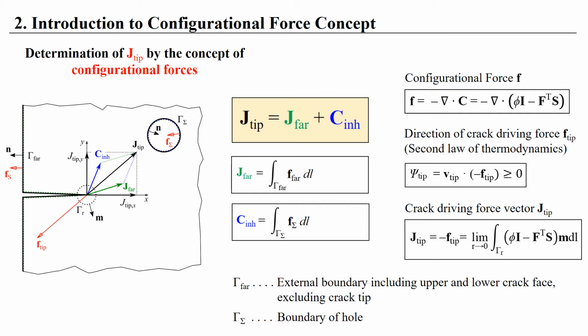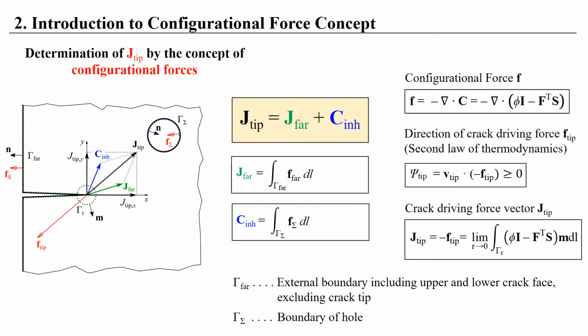The direction of the crack driving force is defined by the second law of thermodynamics, implying that any physical process occurs in such a way that the dissipation of the whole body becomes a maximum. Therefore, the criterion states that the crack will propagate into the direction of the negative crack driving force vector.